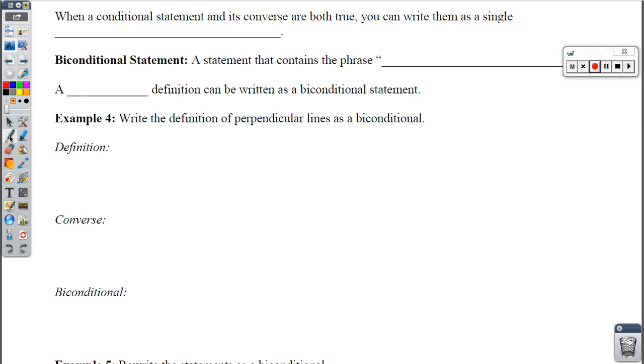Okay, so with definitions, we talked about how an if-then statement, a conditional, and its converse are both true for definitions. So when you have this, you can write it as something called a biconditional. If you can say, if two lines meet at a right angle, then they are perpendicular, and you can also say, if two lines are perpendicular, then they meet at a right angle, and they're both true, we can write this as a biconditional. Bi means two, so this is two conditional statements written as one statement.